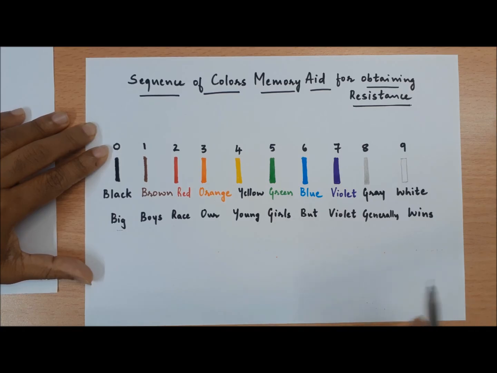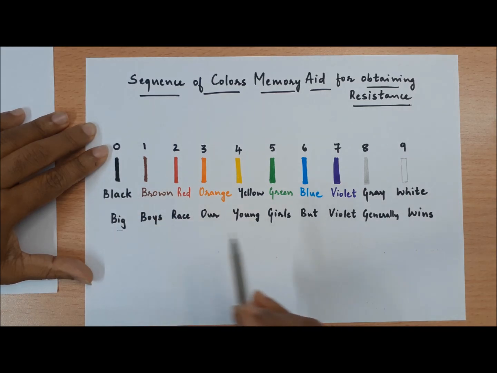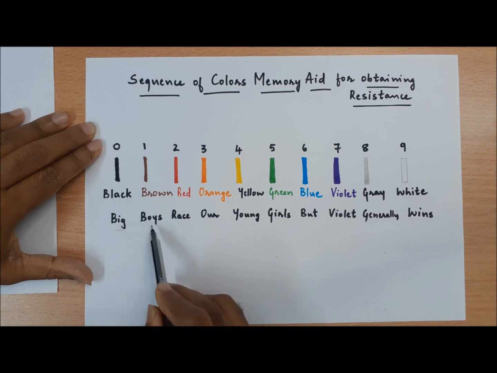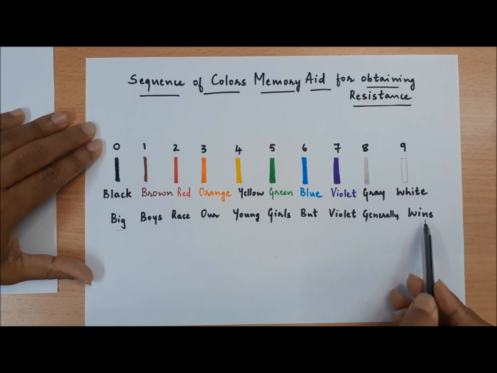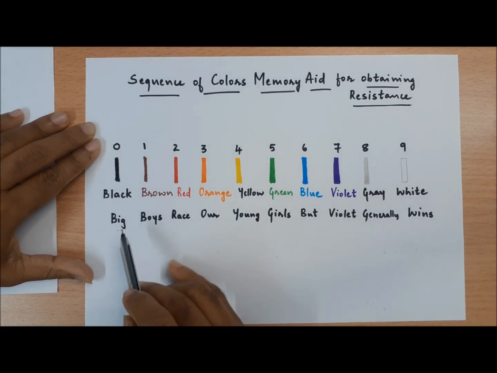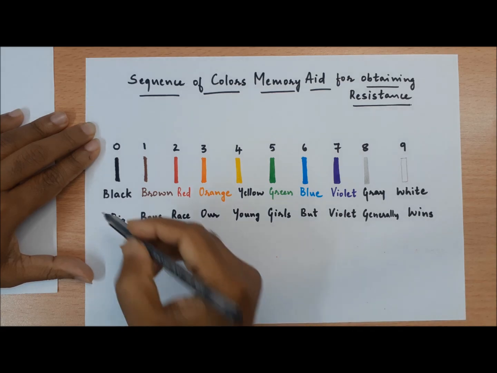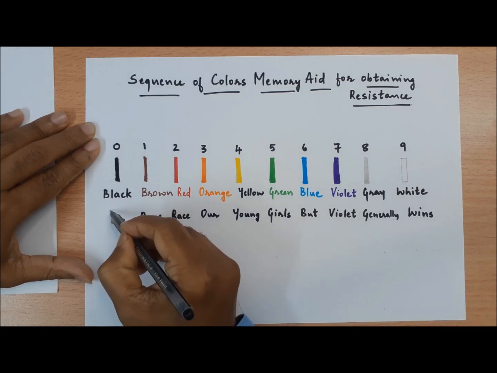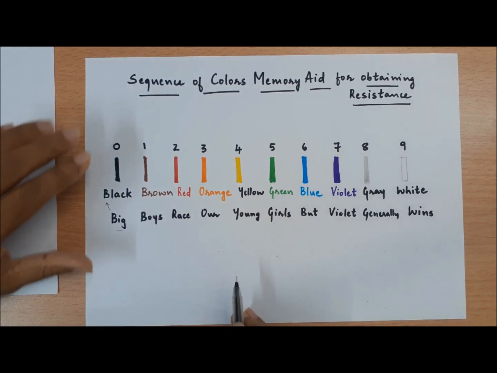So for the students, just to remember, they can use this particular sentence. It's not mandatory. It is just a statement that can help students remember the colors and their respective numbers. It's like: Big Boys Raise Our Young Girls, But Violet Generally Wins. If they remember this statement, they can associate the first letter of every word with the respective color.